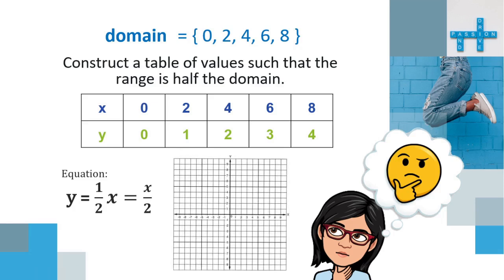So, meron tayong 5 ordered pairs. So, dapat may makita tayong 5 points. So, we have 0, 0. We have 2, 1. We have 4, 2. We have 6, 3. And we have 8, 4. Okay? We have 5 points.